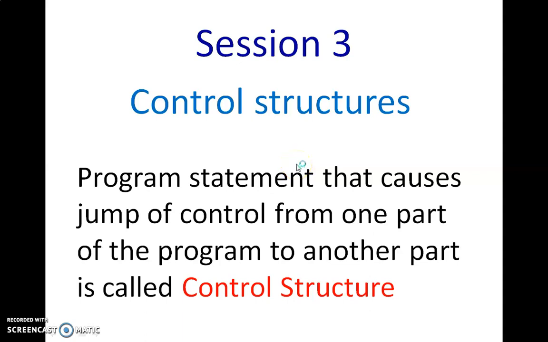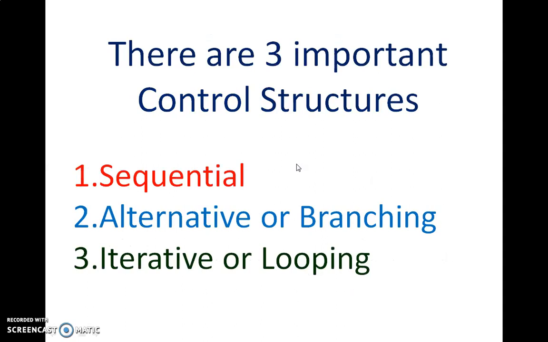Section 3. Control structures. A program statement that causes a jump of control from one part of the program to another part is called a control structure. There are three important control structures: sequential, alternative or branching, iterative or looping. There is nothing much to discuss about sequential, so we move on to alternative or branching.